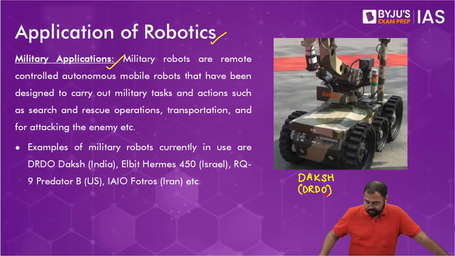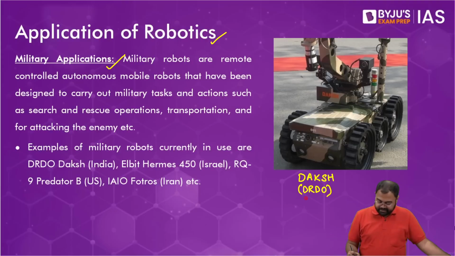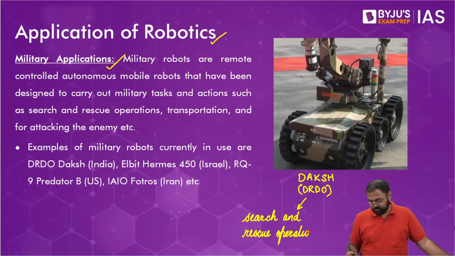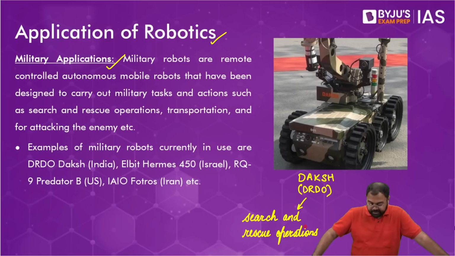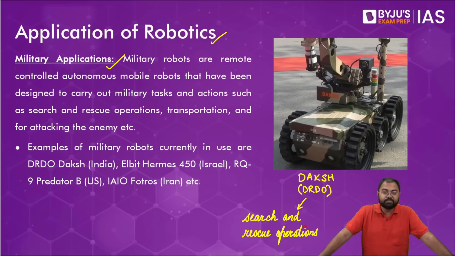Daksh basically is a robot which is meant for search and rescue operations. So search and rescue operations will be carried out by Daksh, which has been prepared by DRDO. Similarly, there are others also. In military applications, we see that there are a lot of ways in which robots can work.